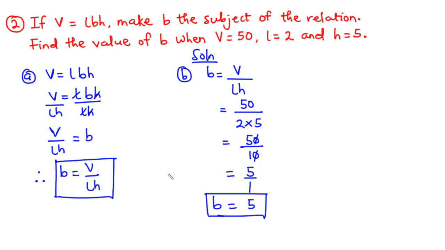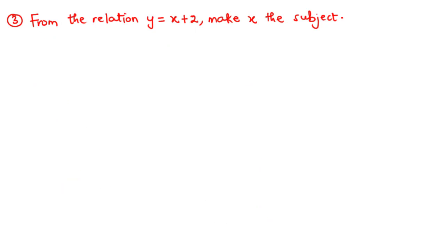Now let's move on to the third example. In the third example, from the relation y equals x plus 2, make x the subject. You can have 2 ways in solving this. So we are going to solve using the 2 methods. Let's say for the first one, let's make that A. So we have the relation y equals x plus 2.